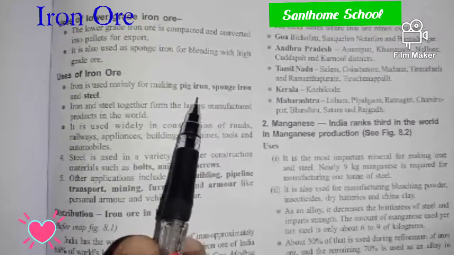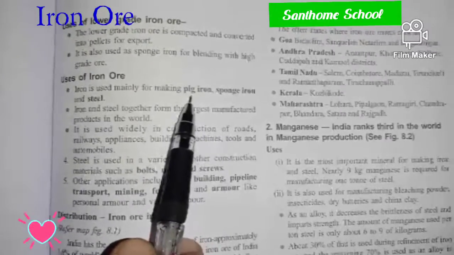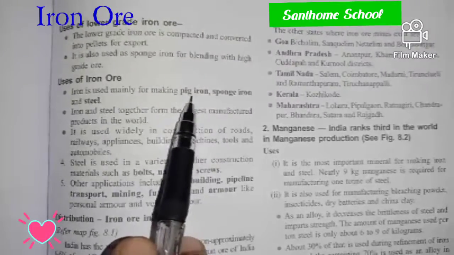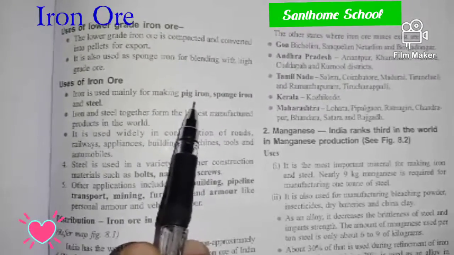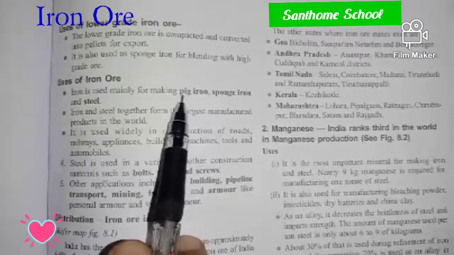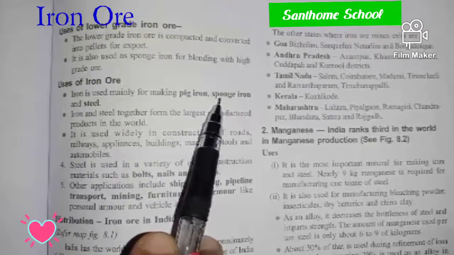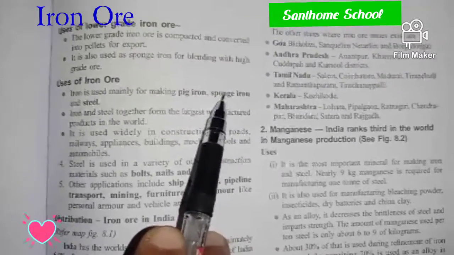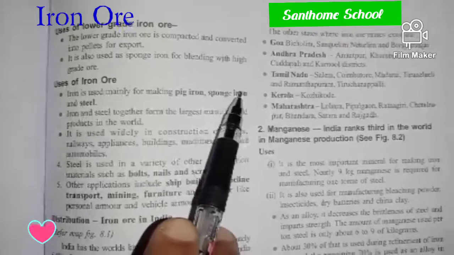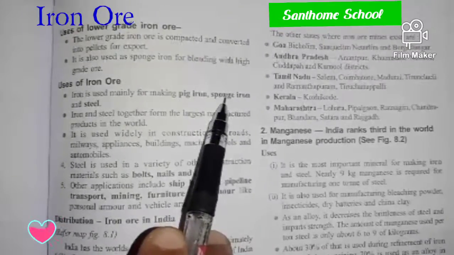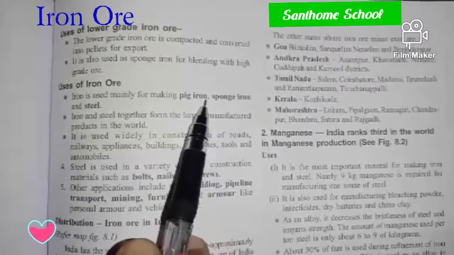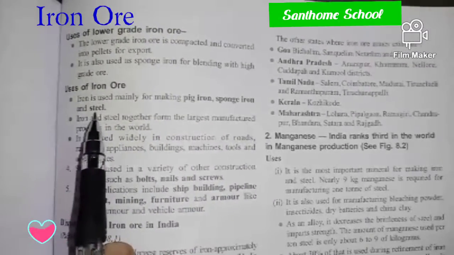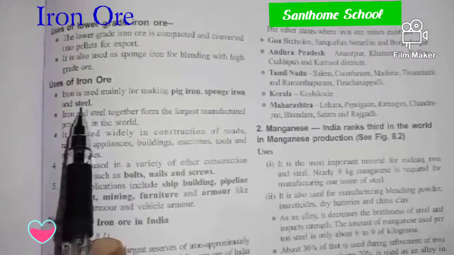Pig iron is the first form of iron ore after smelting in the furnace, and that is converted into rectangular blocks. So it is the first form. That may not be the purified one. Then it can be used in making the sponge iron. Sponge iron is direct reduced iron into metallic iron, and accordingly it is used to make some ingots and some other types of iron ores. And finally, the most important use of iron ore is making steel.